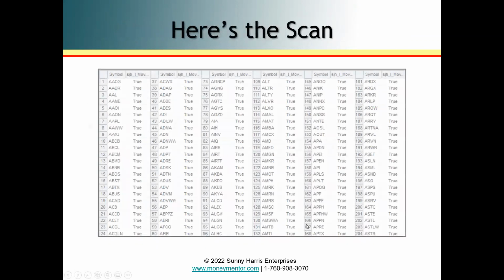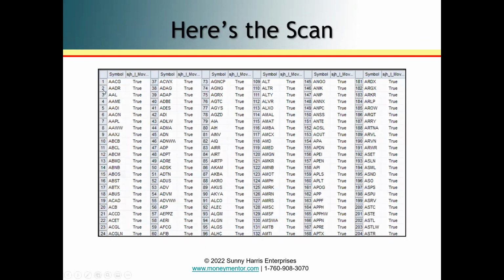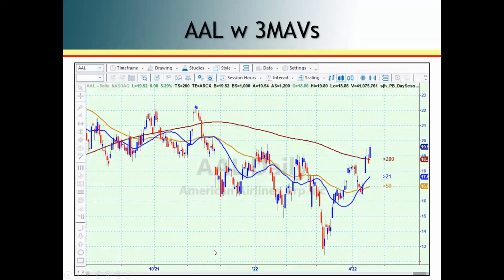And here's the scan. And you can see this, all of these, and this only goes through part of A, all of these are still bullish. So here's the 3 moving averages again. AAL was one of the stocks. I picked it out. It's above all 3 moving averages at that point. Greater, greater, greater.